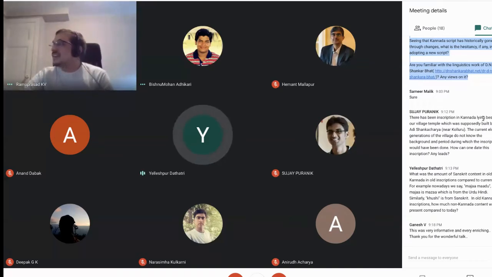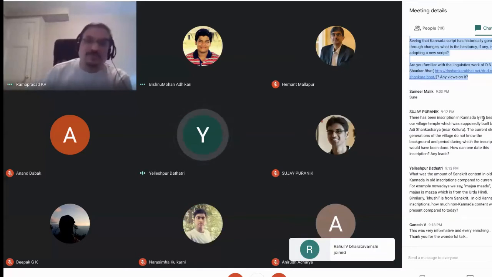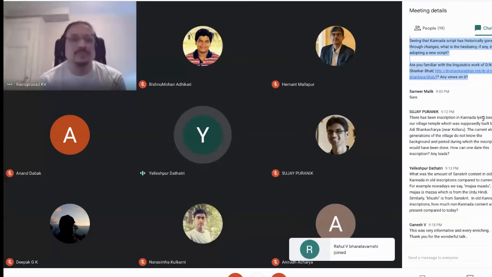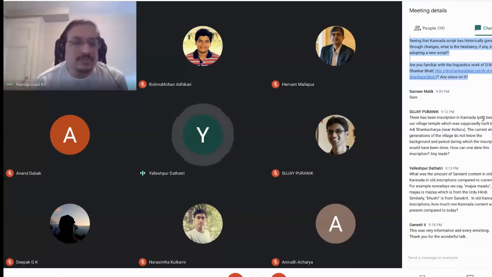Hello, I have a question here. Could you please elaborate a little bit about what you've seen in old Kannada inscriptions and the progression of the language? As you mentioned in your talk, languages evolve, and in current usage, a lot of Kannada has borrowed words and phrases from other languages. So if you look at the old Kannada, how much Sanskrit content was there as compared to today?